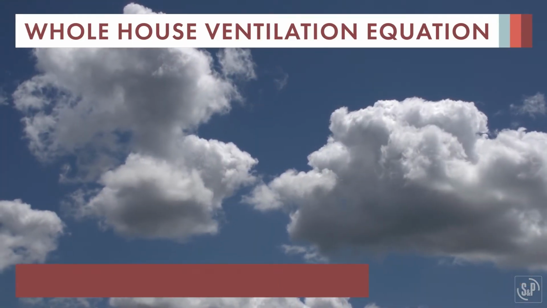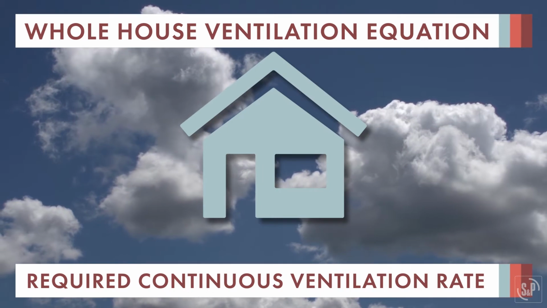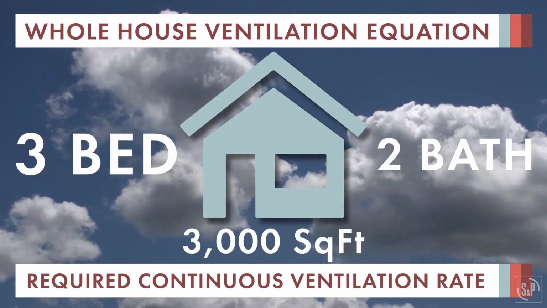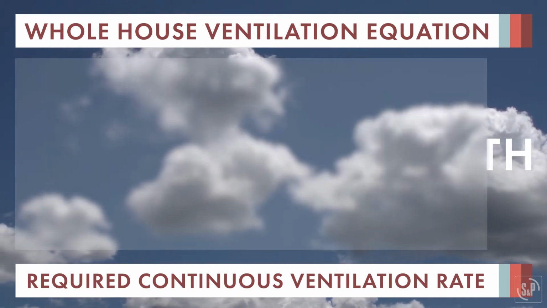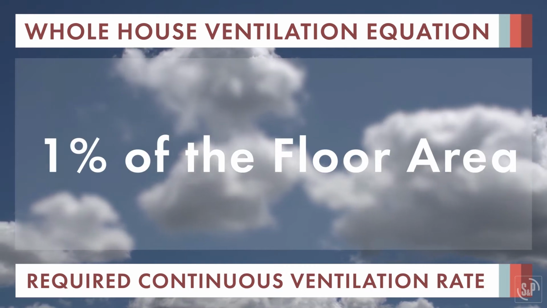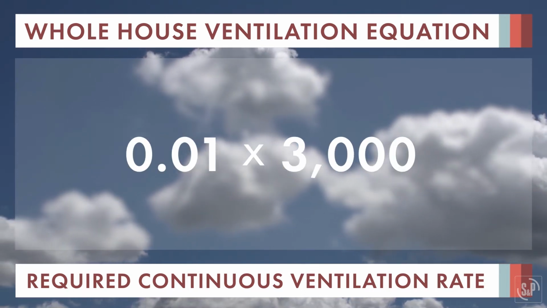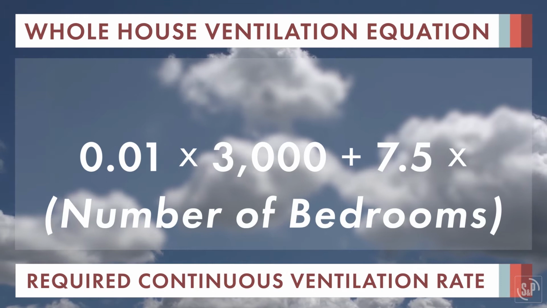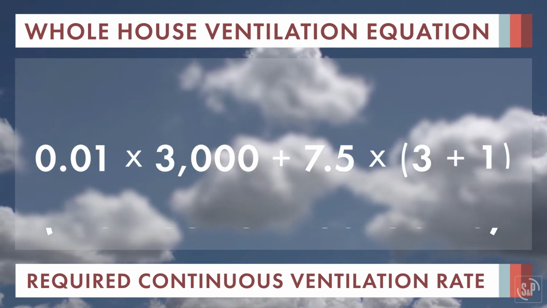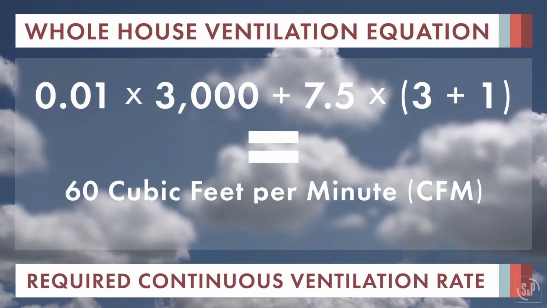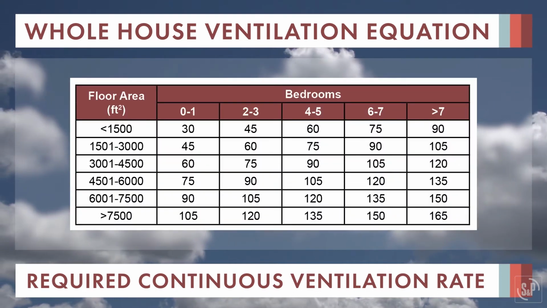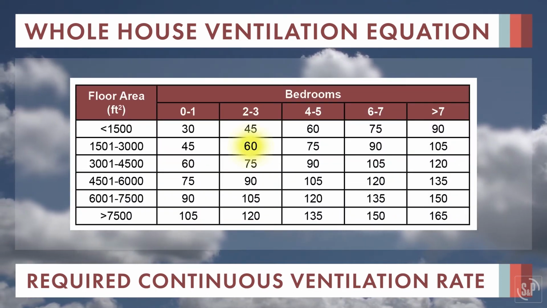Say you need to determine the required continuous ventilation rate for a standard 3-bedroom, 2-bath, 3,000 square foot home. Using the equation, you would take 1% of the floor area, which is 3,000, and add it to 7.5 times the number of bedrooms, which is 3, plus 1, which equals 60 cubic feet per minute. You'll notice that you get the same CFM when using the table.